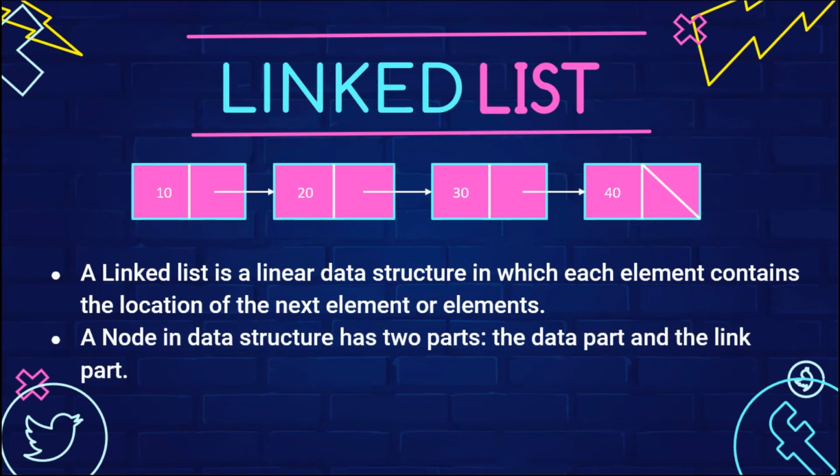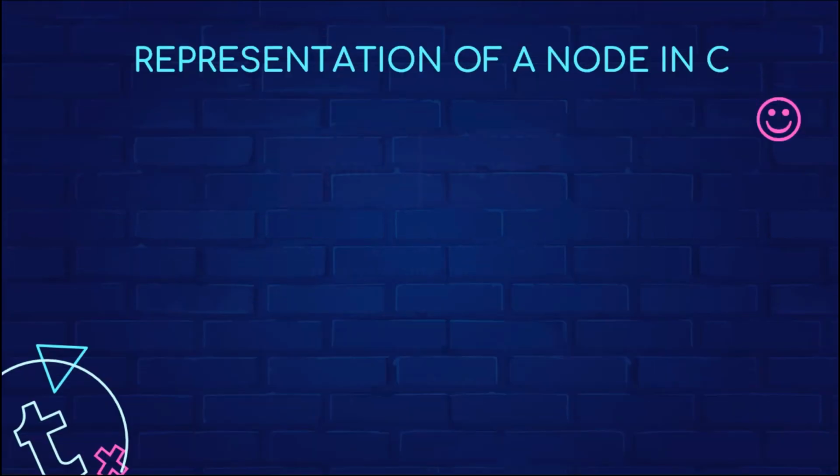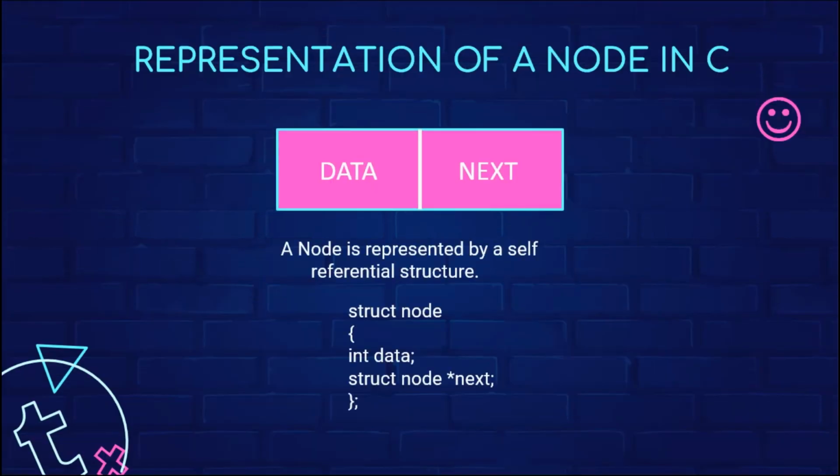Also, a node in a linked list has two parts, the data part and the link part. The link part contains the address of the next node, which establishes the connection between nodes. A node in C is represented by a self-referential structure. A structure called node is created which contains int data and struct node *next. struct node *next holds the address of the next node and hence it is a pointer.